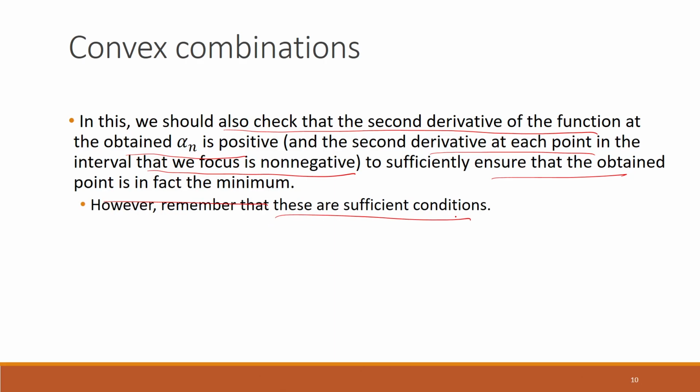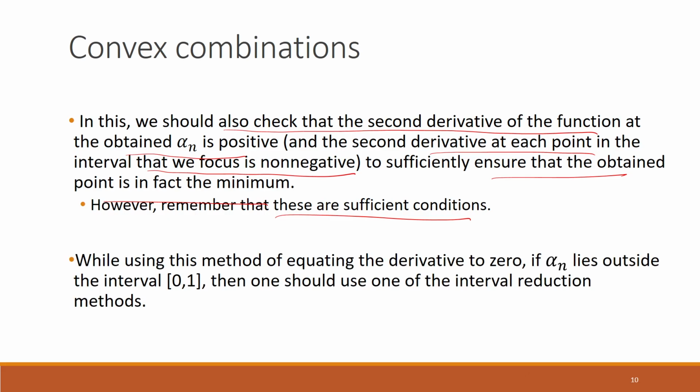Since this is a small example that we are discussing, it is easier to just take the derivative with respect to alpha and make it equal to 0. But ideally you should use an interval reduction method to solve that.